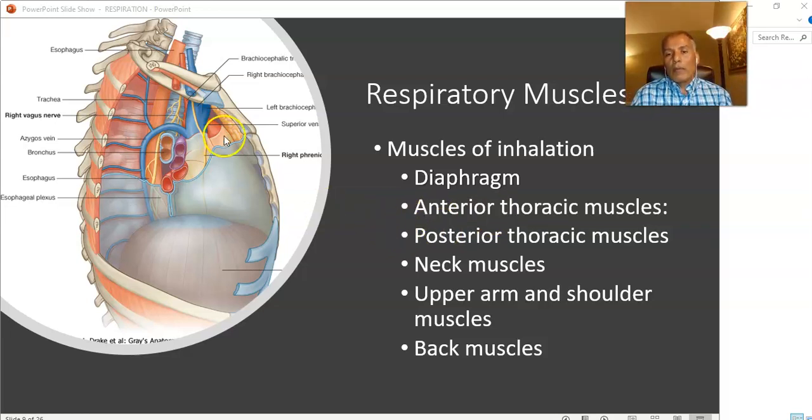So we have anterior thoracic muscles in the front of the chest, on the sides, posterior thoracic muscles. We have neck muscles. We have upper arm and shoulder muscles. And we have back muscles. All of these together, and abdominal muscles, of course, work together to enable us to inhale. And again, the information is in your textbook, and you need to review it because this class is not supposed to be a repetition. It's just to connect anatomy to the physiology of speech and hearing.